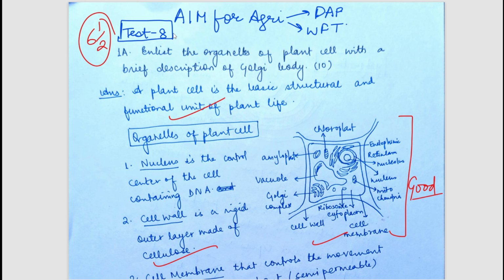You can get to know how to introduce, how to conclude, how to write certain points, how to write certain examples, how to structure your answer, how to use certain diagrams wherever necessary. So all these things can be very helpful. So let's start. The first question is, enlist the organelles of plant body with brief description of Golgi body.